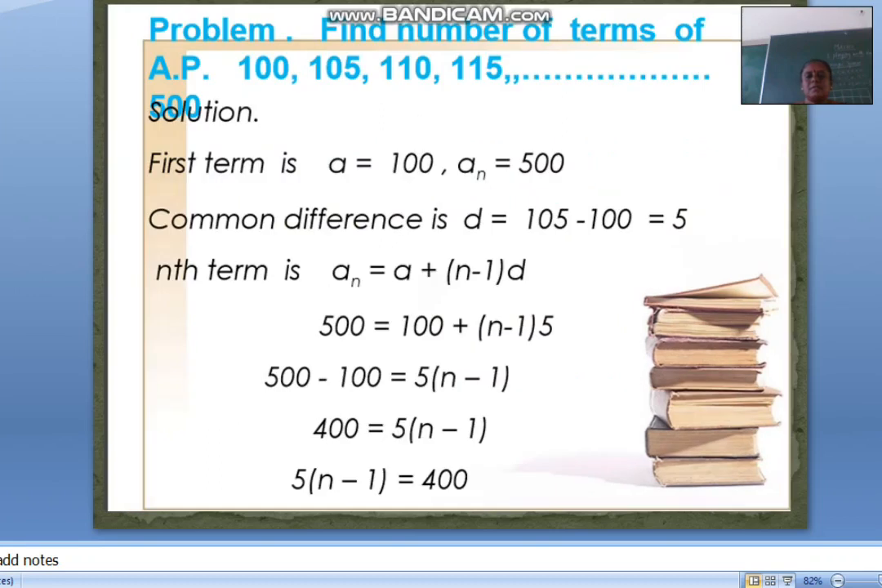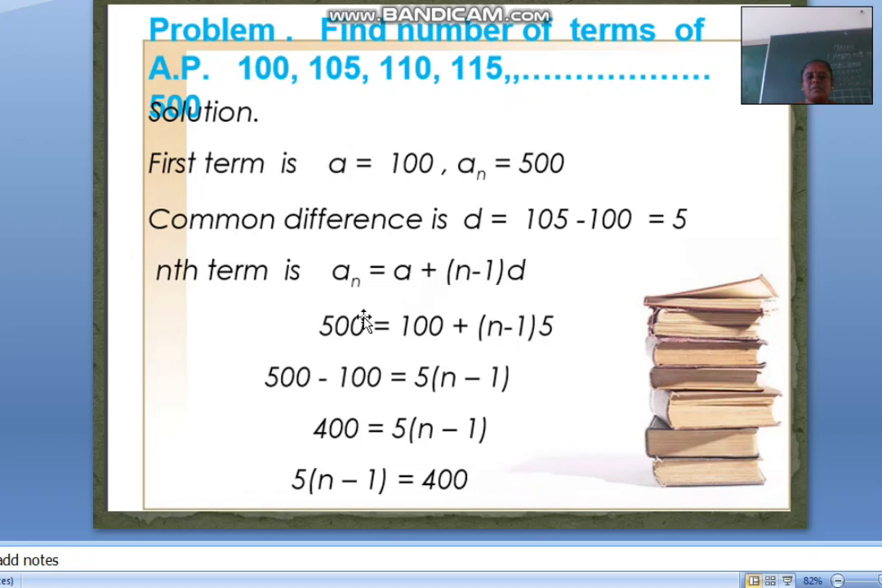And then we'll go for one problem. Find the number of terms of the AP 100, 105, 110, 115, up to 500. So here the first term a is 100 and the nth term is 500. Common difference we find as second term minus first term, 105 minus 100, which is equal to 5. The nth term, that is the last term, is an equals a plus (n minus 1) into d. Now the nth term we already know is 500, so 500 is equal to 100 plus (n minus 1) into d, with d value 5.